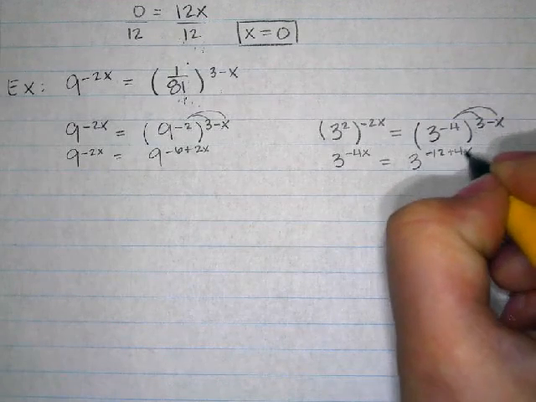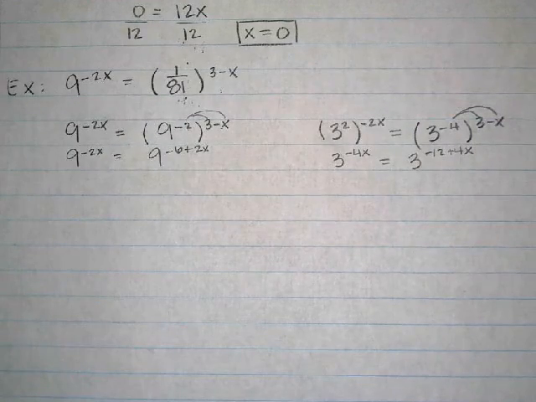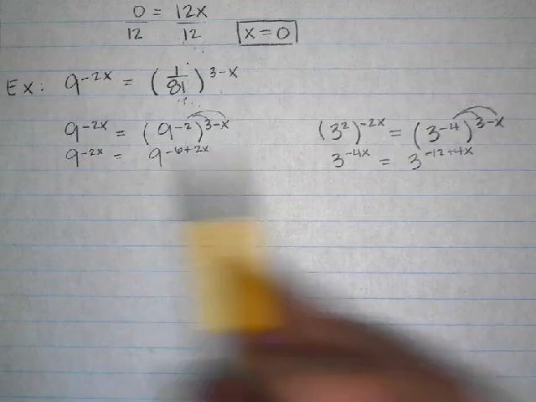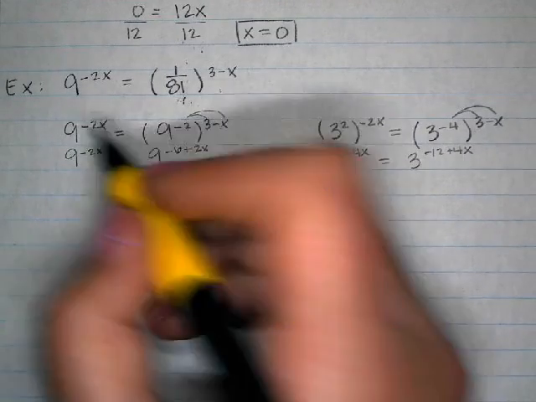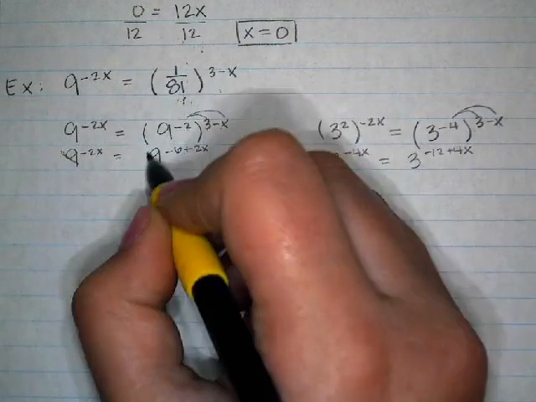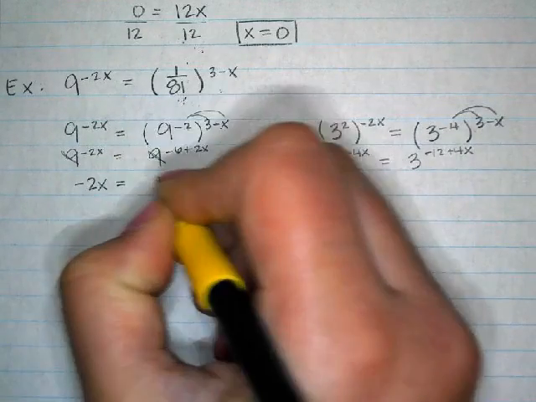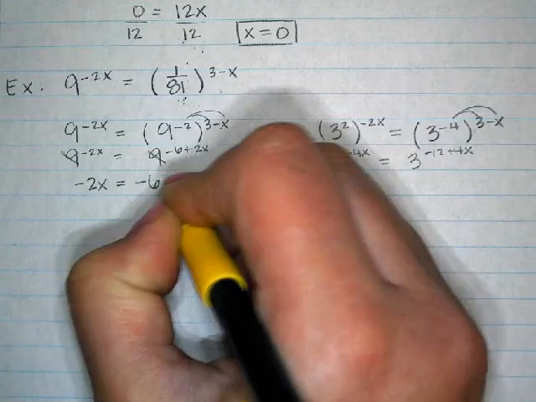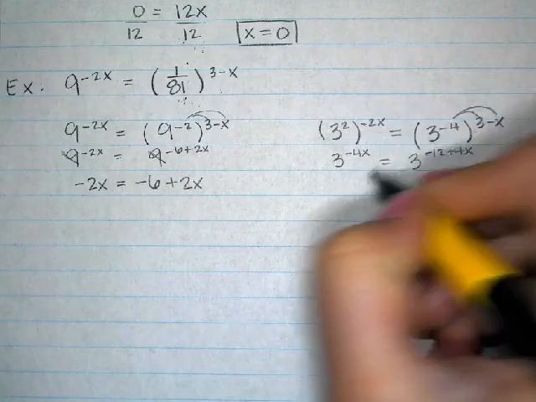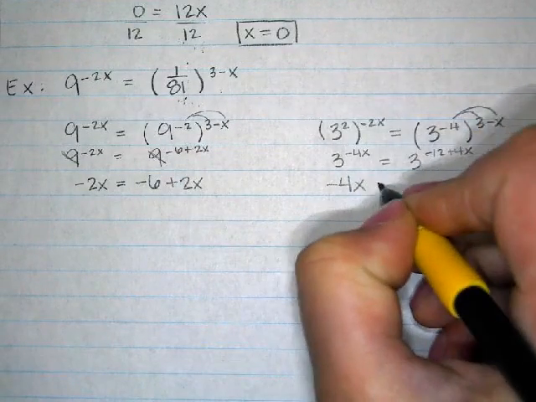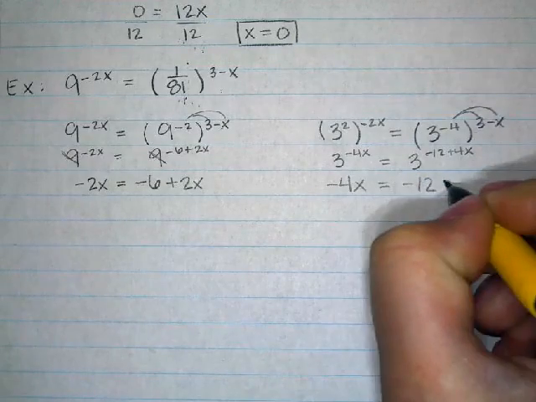Okay. And then at this point in both of our equations, we are good to get rid of the bases. So negative 2x equals negative 6 plus 2x. Negative 4x equals negative 12 plus 4x.